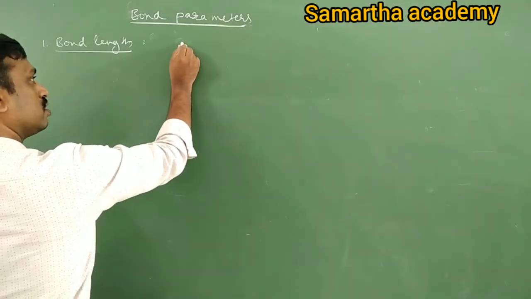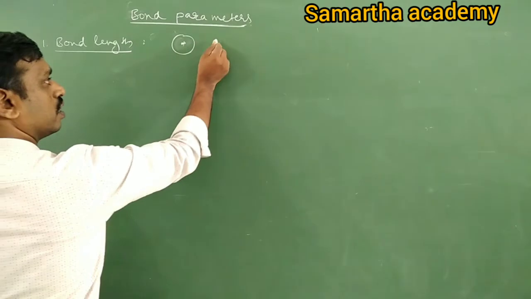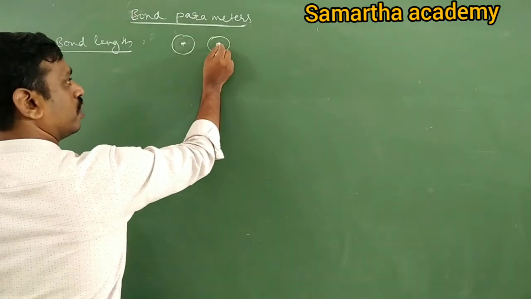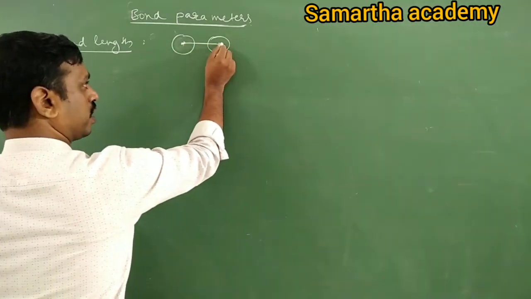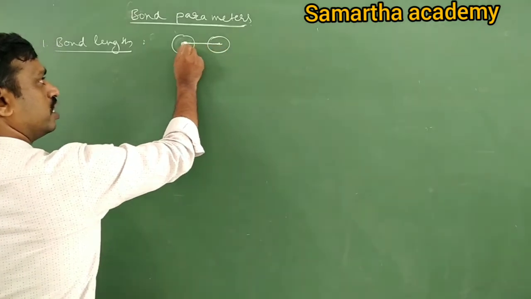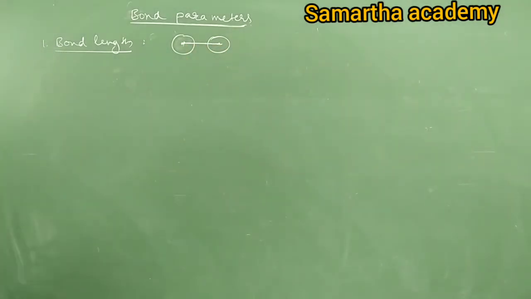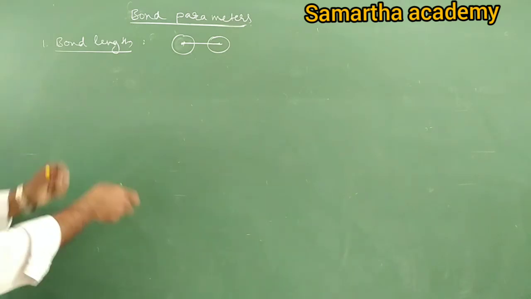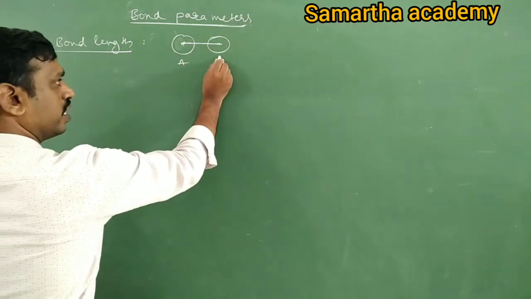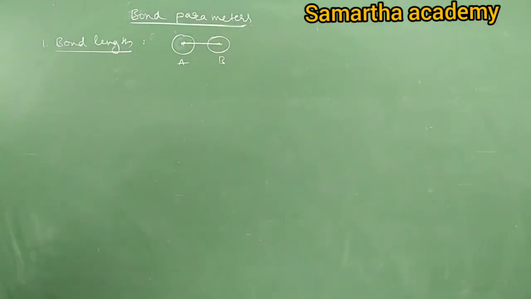Okay, it has a nucleus, right? Atom B, it has a nucleus. In classification of elements, we have studied this. Tell me, atom A, atom B, the adjacent atoms A and B, right? They are held together by a covalent bond.